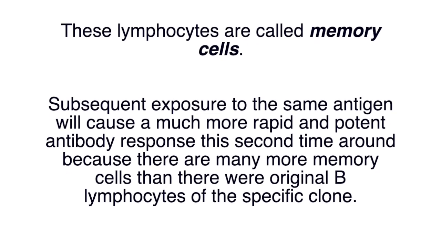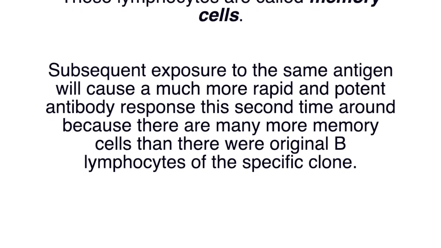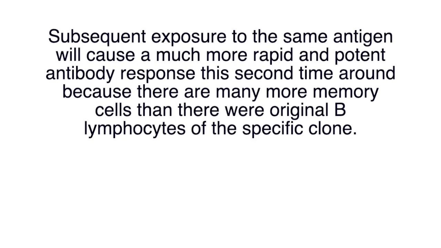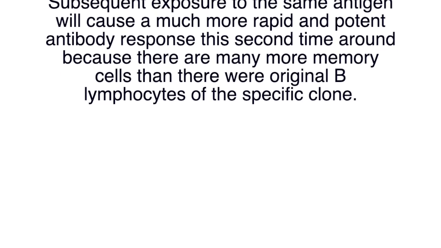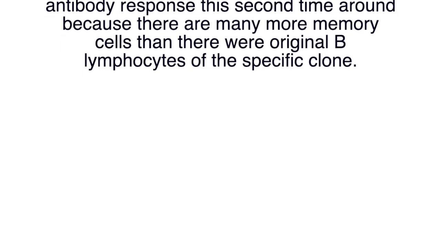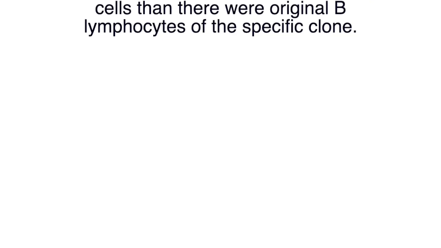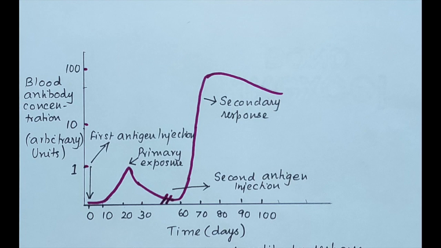Subsequent exposure to the same antigen will cause a much more rapid and potent antibody response the second time around because there are many more memory cells than there were original B lymphocytes of the specific clone. This figure shows the time course of antibody response. First time exposure has a delayed response, which is weak with a short half-life. The second time response elicits far more potent response and lasts for a longer time.